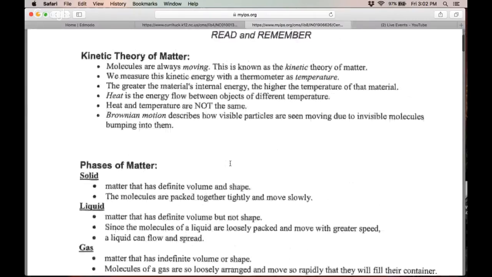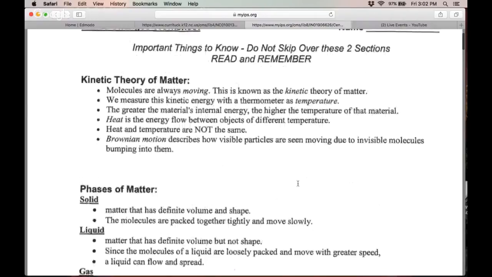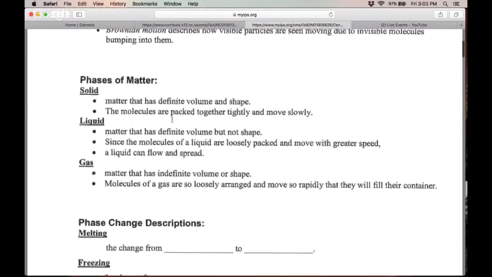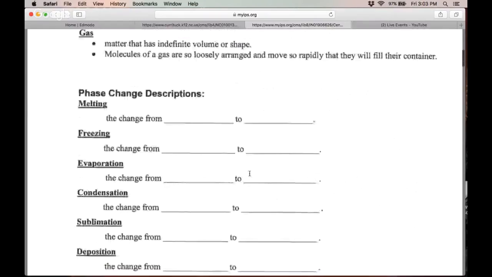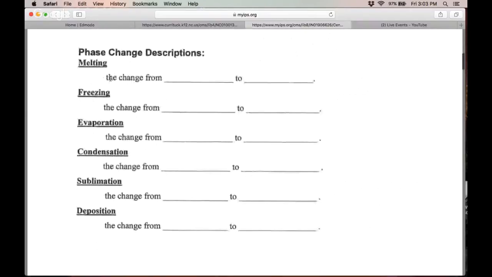So it has a summary of the kinetic molecular theory and the states of matter and how they compare to each other. You'll have to label melting, freezing, evaporation, condensation, sublimation, and deposition, which is great because those are the phase changes that we need to know. So that I'm not going to go over with you. You can look that up.